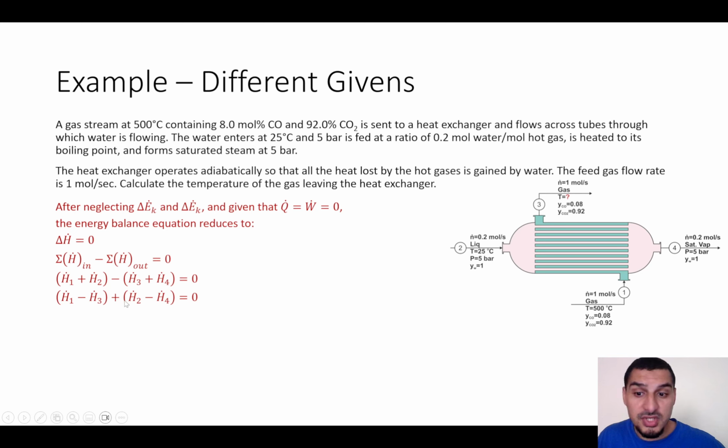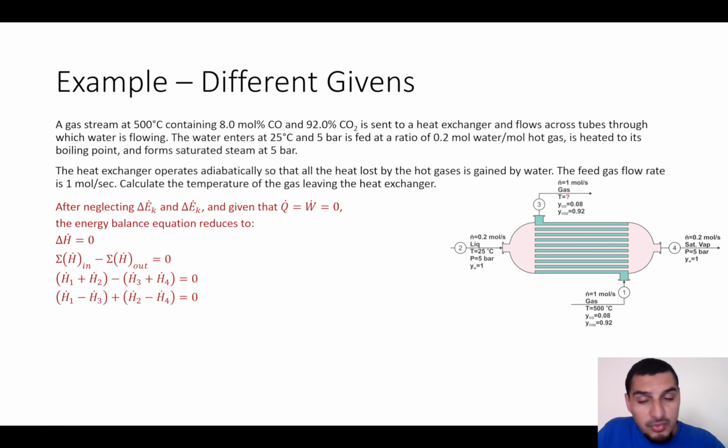And now I can get the change in enthalpy of water, and this is the change of enthalpy of carbon monoxide and carbon dioxide, which is the gas stream. So in this case, we will calculate these using the integration. We will calculate these, or this bracket, using the steam tables.